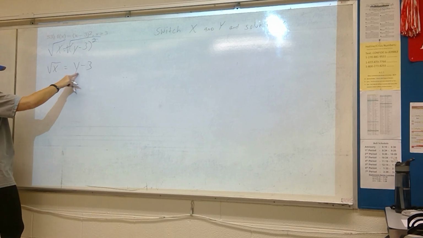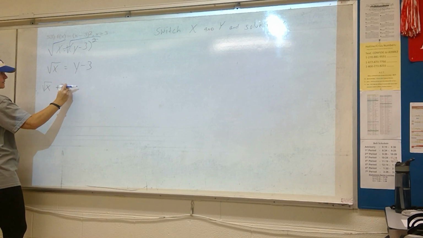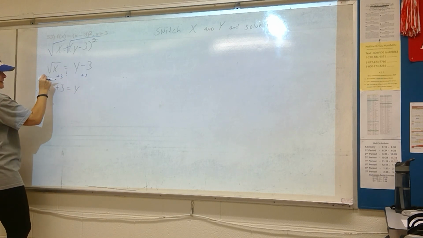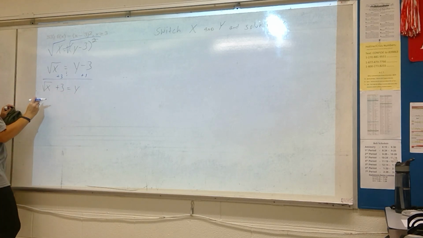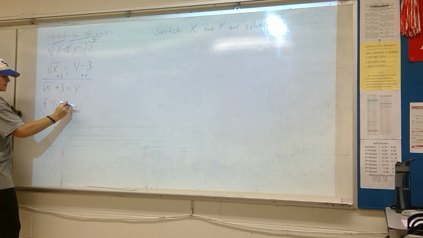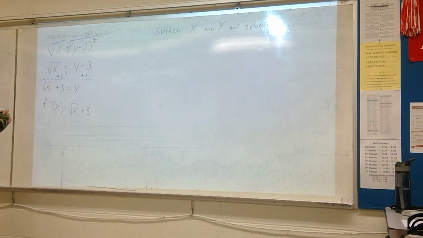And then we're going to add 3. So we have the square root of x, and then plus 3 is outside, because you added 3 here, but they're not like terms. That is your new y. That is your inverse. Let's notate it as such. f to the negative 1 of x is the square root of x plus 3. Okay.